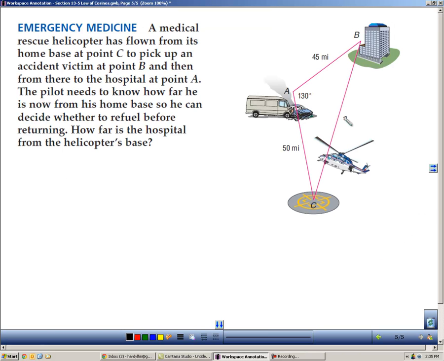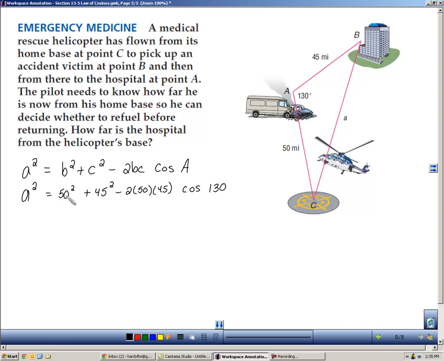Now, because we know angle A but not side a, we're going to use the one that starts with a squared. So here we have a and b plugged in as well as the angle A, so cosine of 130. If we type this into our calculator properly using parentheses, we're going to get 7,417.5. Then we'll take the square root of both sides and find out that the length of a is 86.1, which we can label here as miles, and that's how far the plane has to fly.